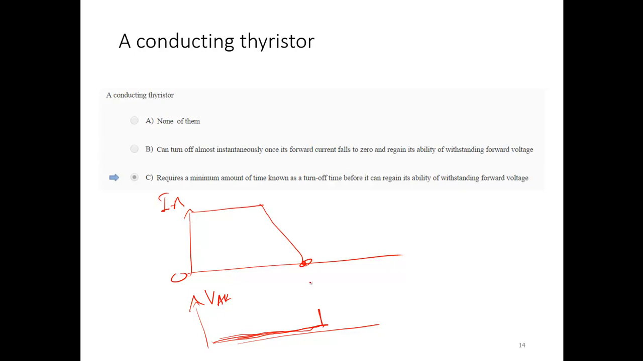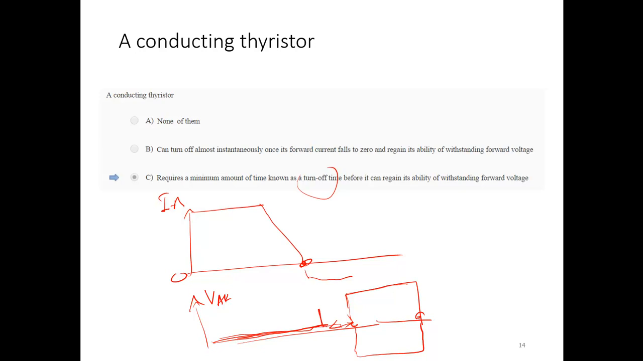But once the thyristor was conducting, even if the current is 0, you need to allow a certain time before it can withstand a negative voltage, and then it will be inactive. After a while, it can withstand a negative voltage or a positive voltage. That means it requires a minimum amount of time, known as the turn-off time, before it regains the ability to withstand a forward voltage. The voltage is 0 when it is conducting, then here is the turn-off time, and after that it can withstand a positive or negative voltage depending on the input situation.